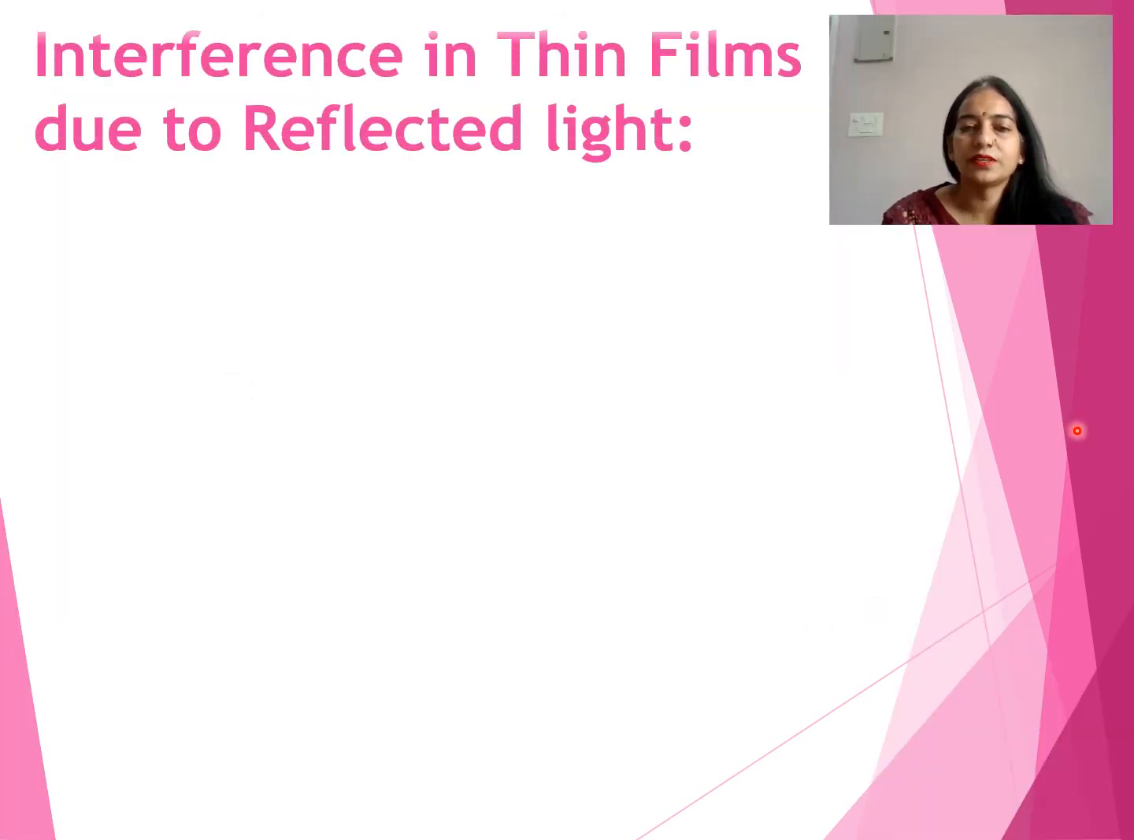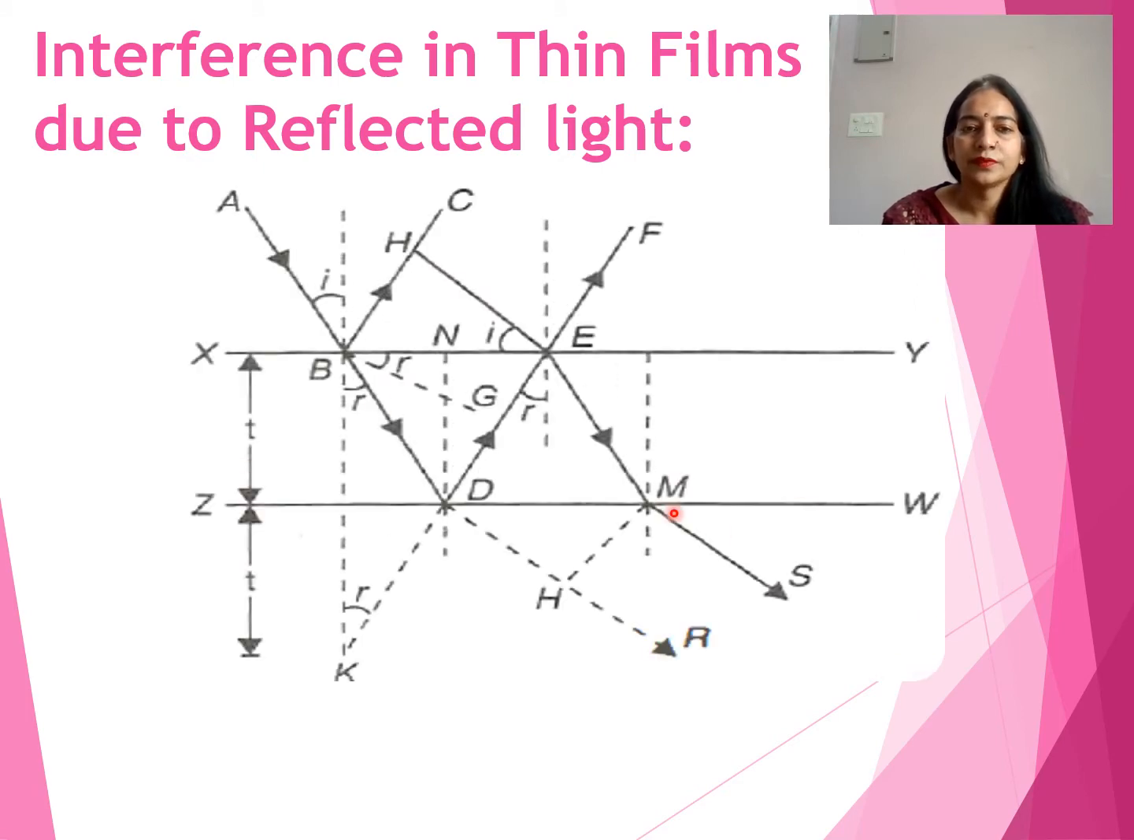So, interference in thin film due to reflected light. This is the ray diagram of interference in thin film due to reflected light and transmitted light both. Now we try to understand this diagram. Let XY and ZY be the two planes of the transparent film of refractive index mu, and the thickness of the film is t. This thin film is of uniform thickness.